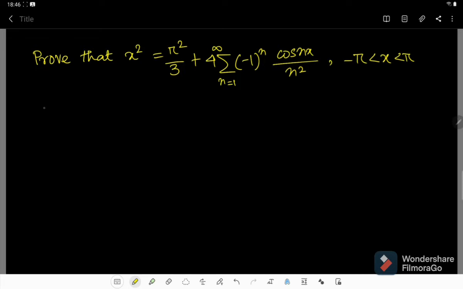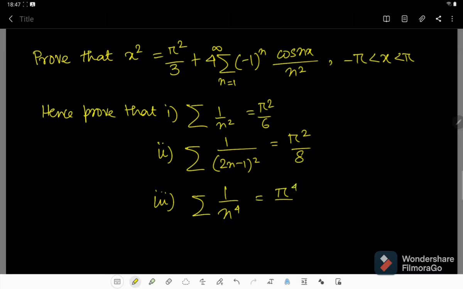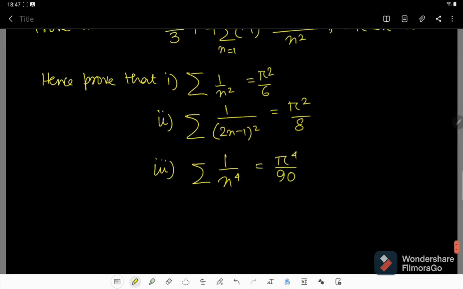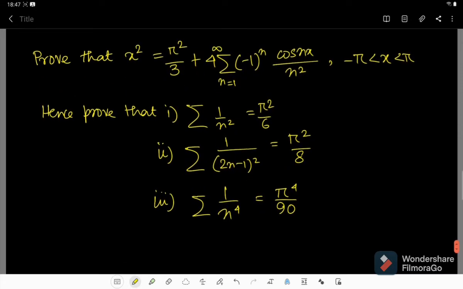So hence, the sum of 1 by n square is equal to pi square by 6. Second problem will be the sum of 1 by (2n minus 1) square is equal to pi square by 8, and the third one will be the sum of 1 by n to the power 4 is equal to pi to the power 4 by 90. So I shall solve mainly 4 problems today.